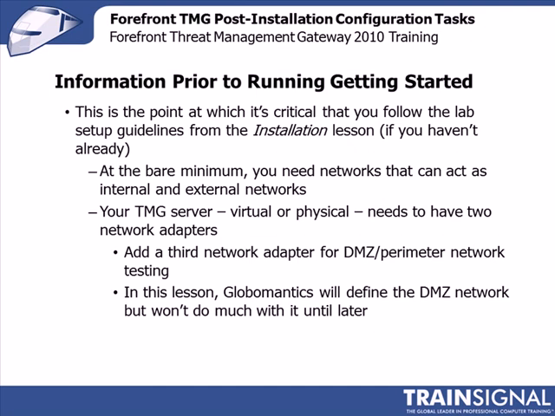Your Threat Management Gateway server needs to have at least two network adapters, one for the internal and one for the external networks. And you can add a third adapter for the DMZ or perimeter network if you like, as GlobalMantic will do. In this lesson, GlobalMantic will define the DMZ network or the perimeter network, but it's not going to do much with it until later on in the course because there's nothing yet in their perimeter network.